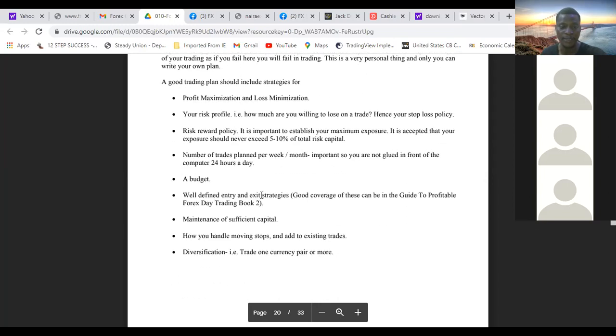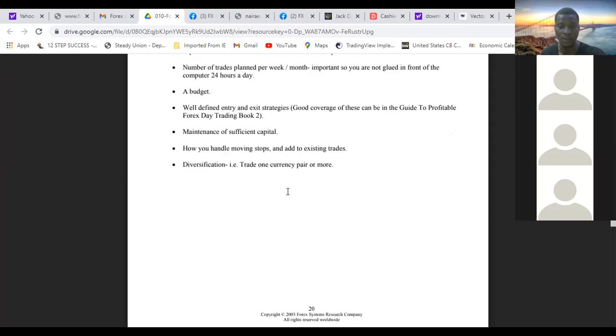Number of trade plans per week. For those of us who might be working, if you want to be very, very meticulous about this business, you need to even know how many trades you're going to place in a week, so that you pick quality trades. Number of trades per week, per month, is important, so you are not glued in front of your computer 24 hours. You also need to have a budget, maybe for your light, for your internet connection, and even for your trade, how much you are putting as a budget.